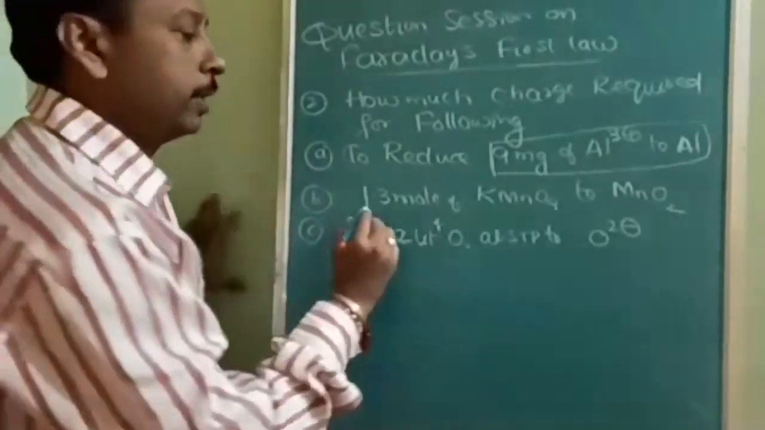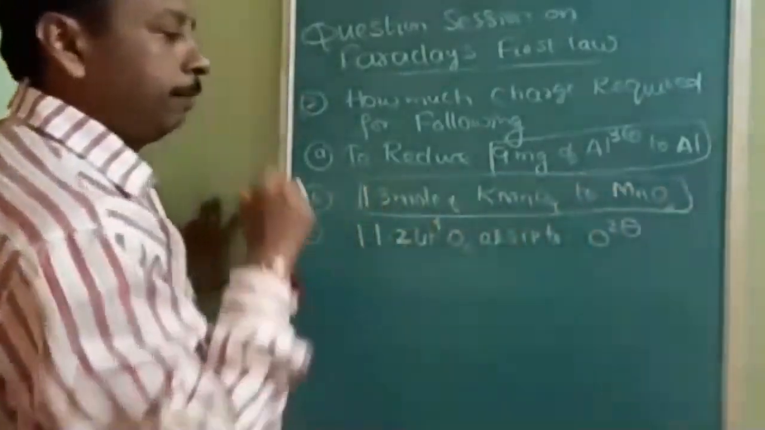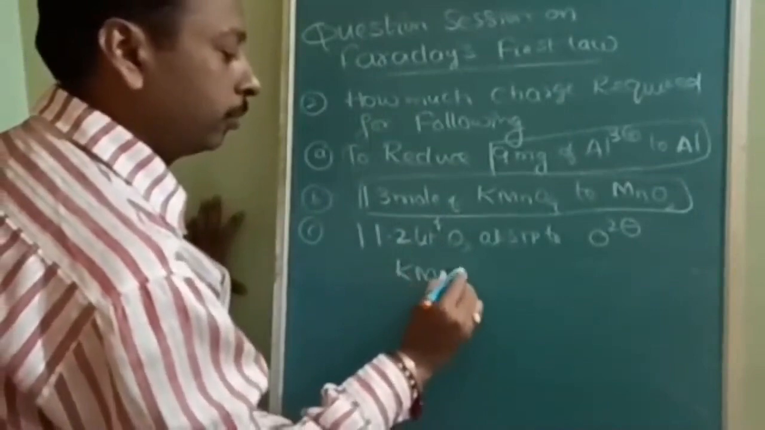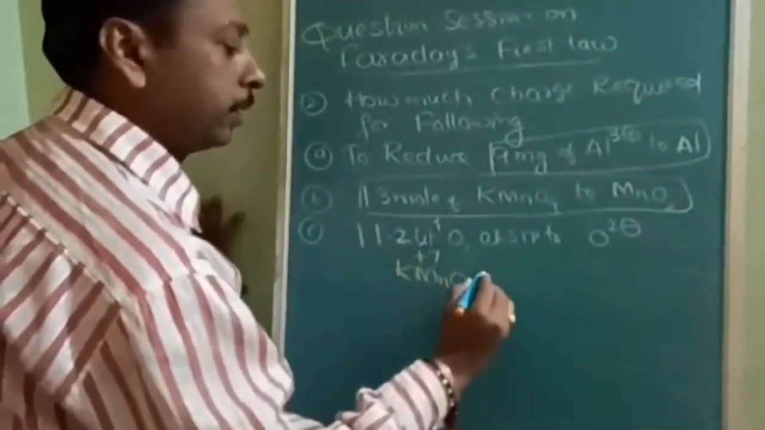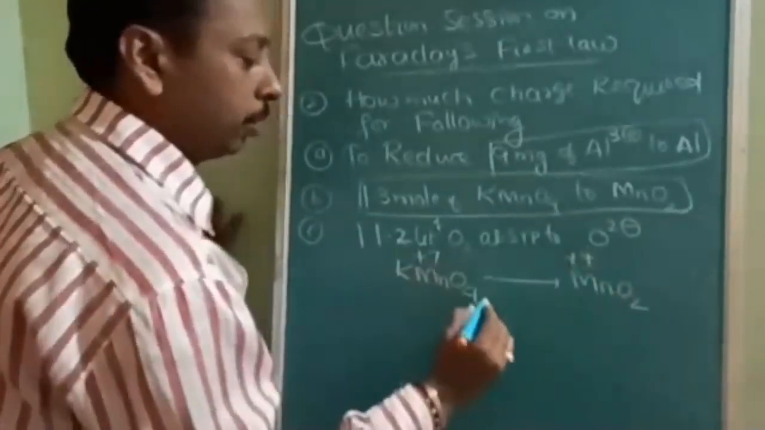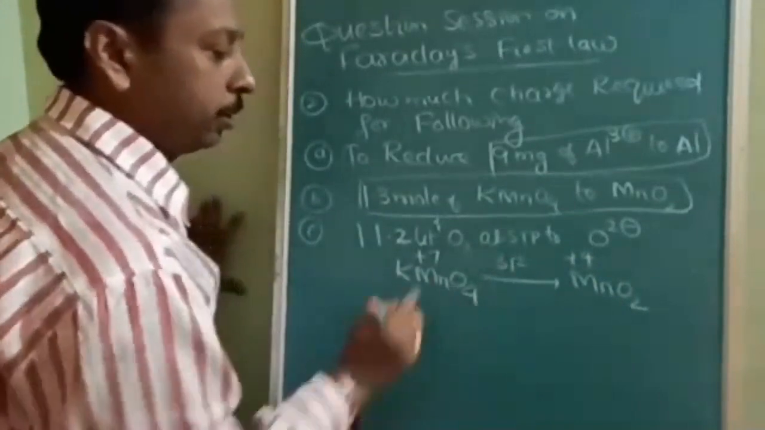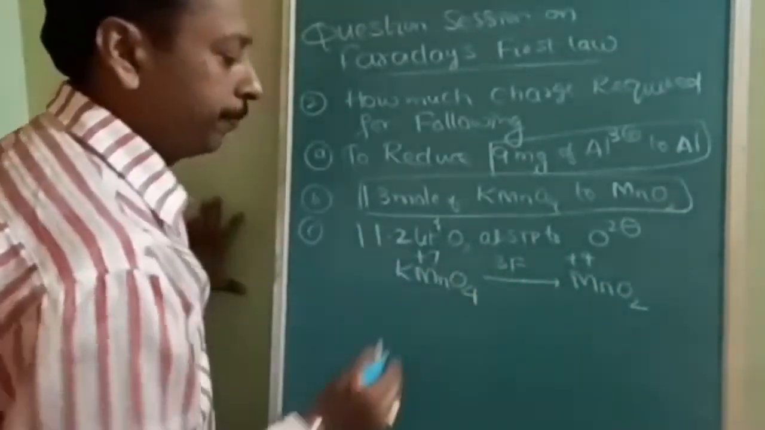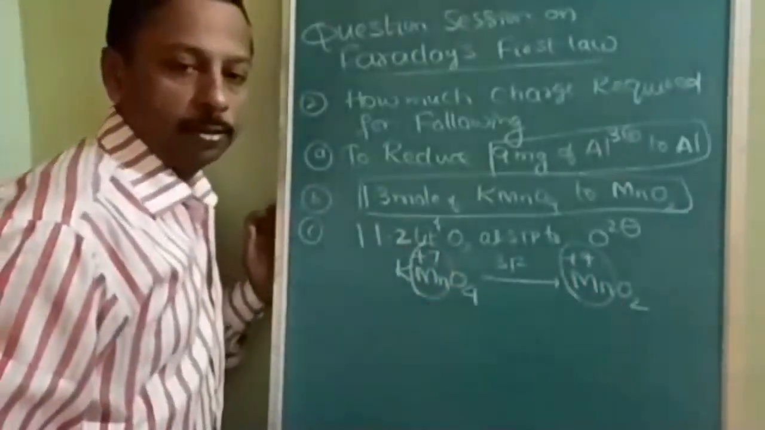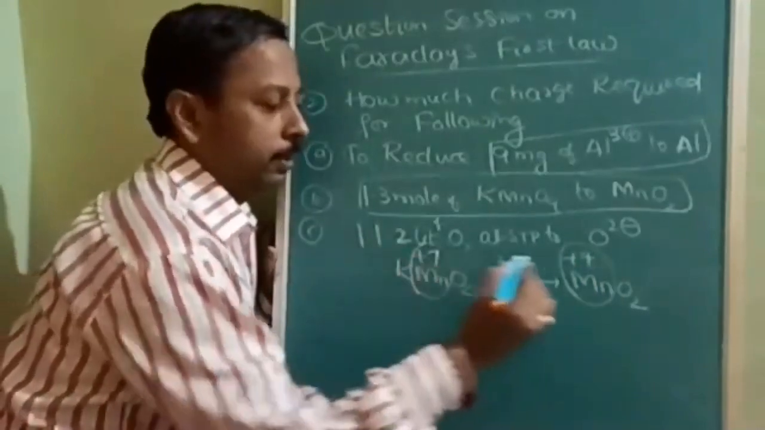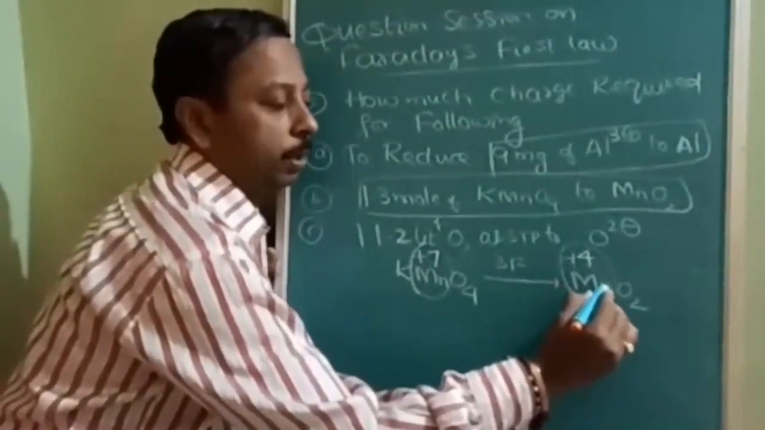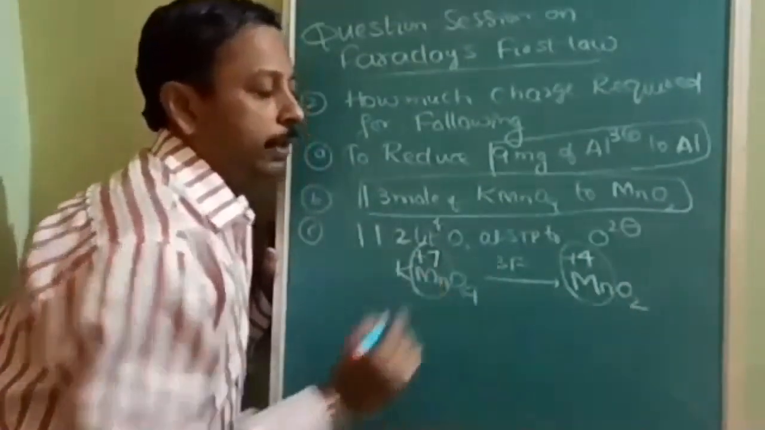Okay, the second question is a direct question, KMnO4. It appears to be a direct question, but it is a typical question. See, in KMnO4, the oxidation number is +7, and after that it is converted into +4. So how many Faradays? 3 Faraday. The change in oxidation number of manganese is from +7 to +4. So if it changes from +7 to +4, then 3 Faradays are required.